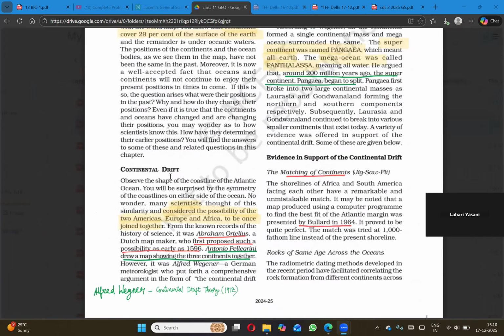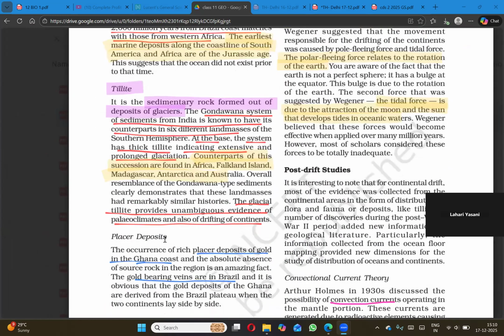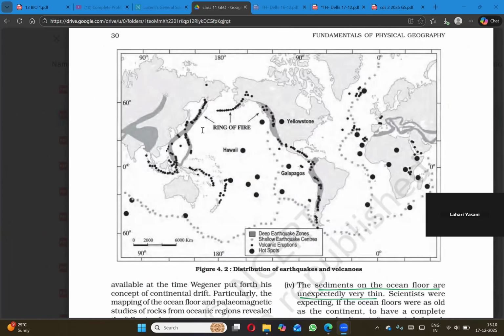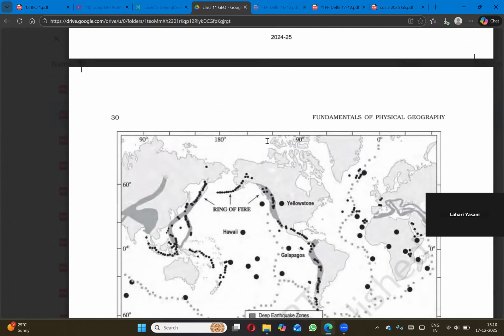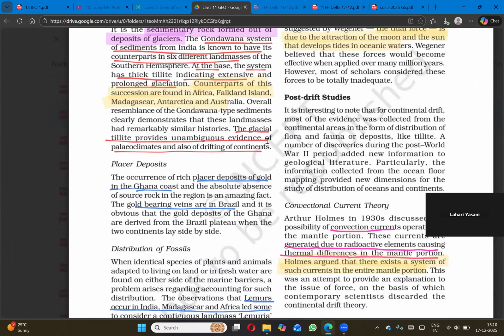If we see the continental drift theory, observe the shape of the coastline of Atlantic Ocean. You will be surprised by the symmetry of the coastlines on either side of the ocean. No wonder many scientists thought of the similarity and considered the possibility of the two Americas, Europe and Africa to be once joined together. If you try to fit North America, South America, Europe and Africa together, it would be almost a perfect fit. So it is told that these continents would have been joined together once before they broke up. This is what is being told in the continental drift theory.